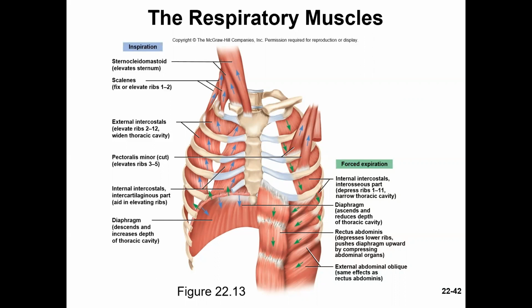On forced expiration, we have the internal intercostals, the interosseous part. This will help depress ribs 1 through 11 and narrows the thoracic cavity. Again, that diaphragm. Then the rectus abdominis and the external abdominal oblique will help depress and lower the ribs. So in inspiration, we're lifting the rib cage up.